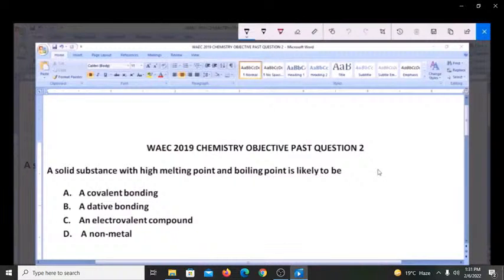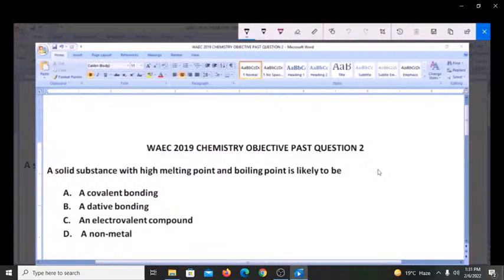So what they want you to consider in this question is what type of bond the atoms or molecules that form this substance possess. In other words, they are asking: this solid substance with high melting and boiling points, what type of bond exists between its constituent atoms and molecules? So I would be breaking down the options, and then we would select the answer.